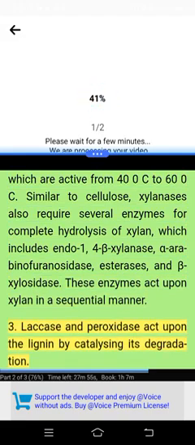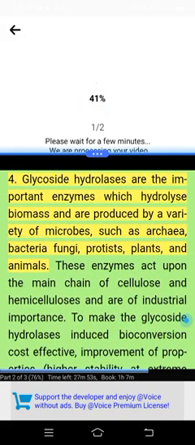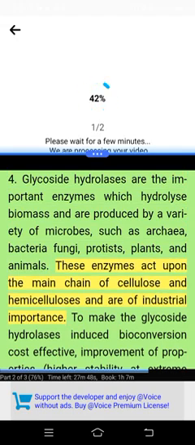3. Laccase and peroxidase act upon the lignin by catalyzing its degradation. 4. Glycoside hydrolases are important enzymes which hydrolyze biomass and are produced by a variety of organisms, such as archaea, bacteria, fungi, protists, plants, and animals. These enzymes act upon the main chain of cellulose and hemicelluloses and are of industrial importance.